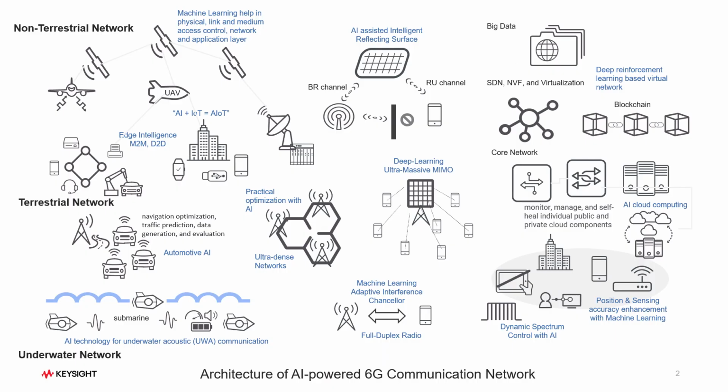The architecture of the 6G network is a comprehensive system that spans various domains encompassing terrestrial, non-terrestrial, and underwater networks. Within this framework, advanced AI interface technologies such as intelligent reflecting surface, ultra-massive MIMO, and full duplex communications are seamlessly integrated.